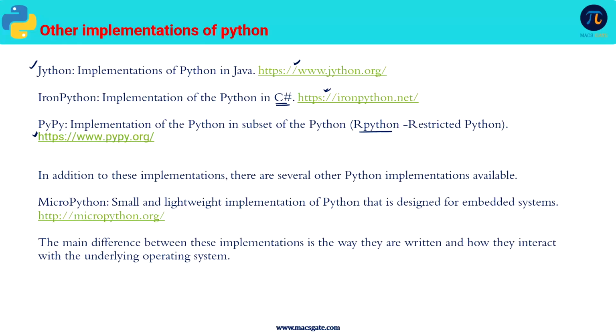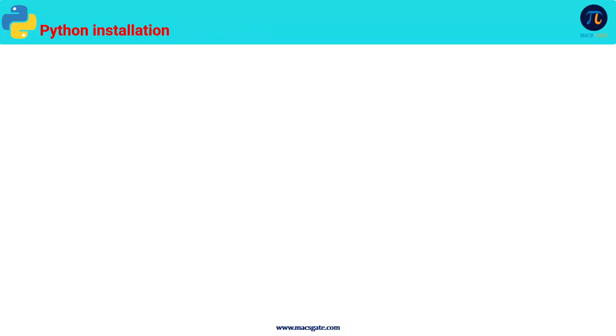In this course, we use the CPython implementation because CPython is the default implementation, and any feature which is added to Python is first supported by CPython and gradually comes to the other implementations later on. So we are using the CPython implementation for this particular course. Now let us talk about the Python installation process. First of all, let us check whether Python is already installed in our system or not.